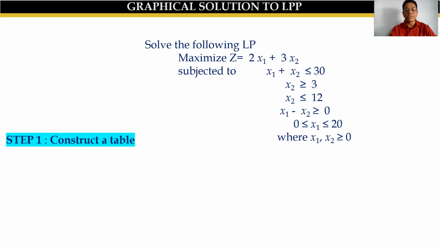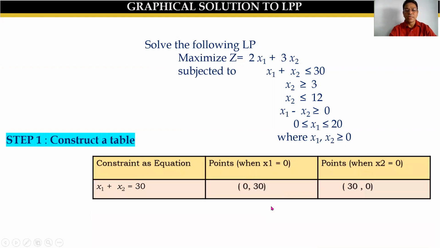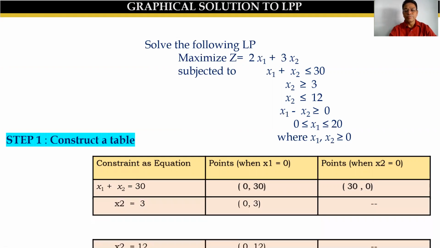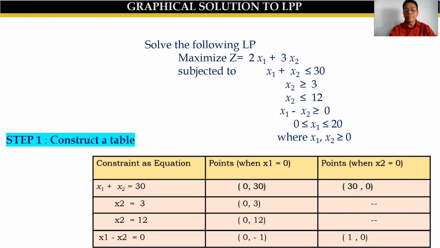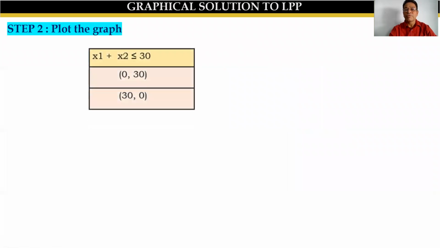First step, as usual, is to construct a table. How many constraints do we have? 1, 2, 3, and 4 constraints. So for 4 constraints, we'll get 4 lines: 1, 2, 3, and 4. Now, since the second and third constraints have no x1, we'll get only 1 point, because it will be a straight line: x2 is equal to 3 and x2 is equal to 12. We'll plot the graph one by one.